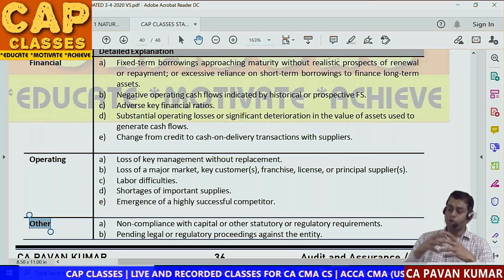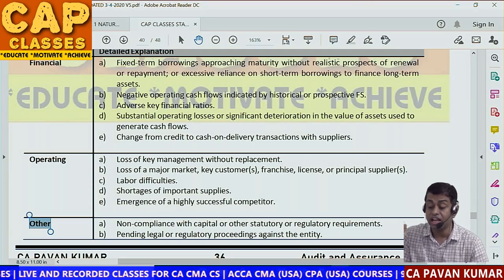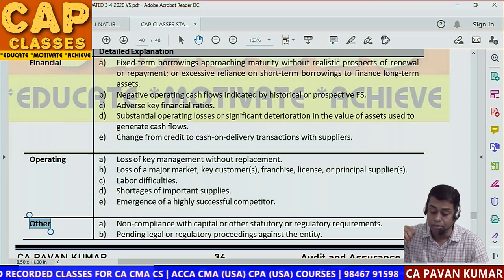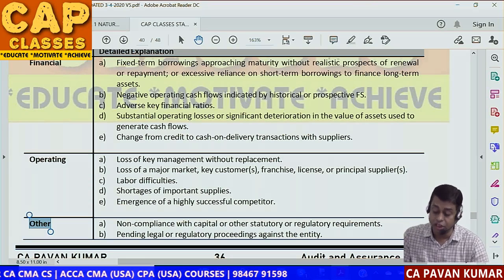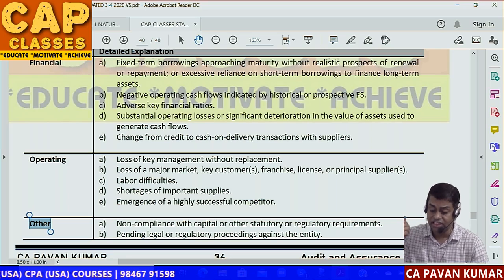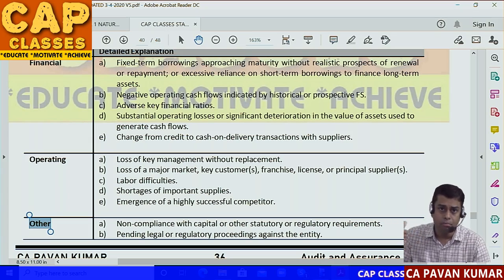Fixed term borrowings approaching maturity without realistic prospects of renewal or repayment. Excessive reliance on short-term borrowings to finance long-term assets. Negative operating cash flows indicated by historical or prospective financial statements. Adverse key financial ratios, substantial operating losses, significant deterioration in the value of assets used to generate cash flows. Change from credit to cash on delivery transactions with suppliers. Your supplier said, I am not going to give credit to you. Bring the cash down, carry on.